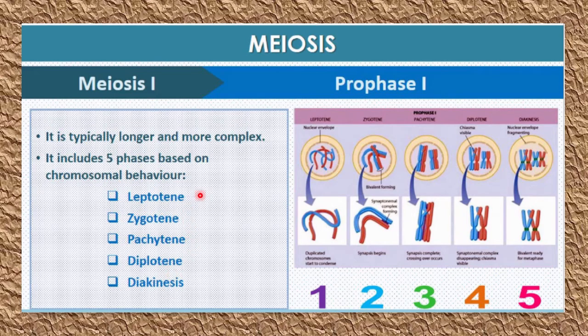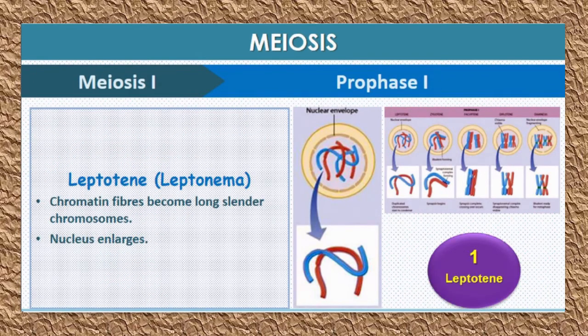So meiosis 1 can be divided into prophase 1, then metaphase 1, anaphase 1, and telophase 1. And particularly when we are talking about prophase 1, this prophase 1 is subdivided into 5 substages, and that is leptotene, zygotene, pachytene, diplotene, and diakinesis. Now let me discuss all the stages one by one that are included in prophase 1.